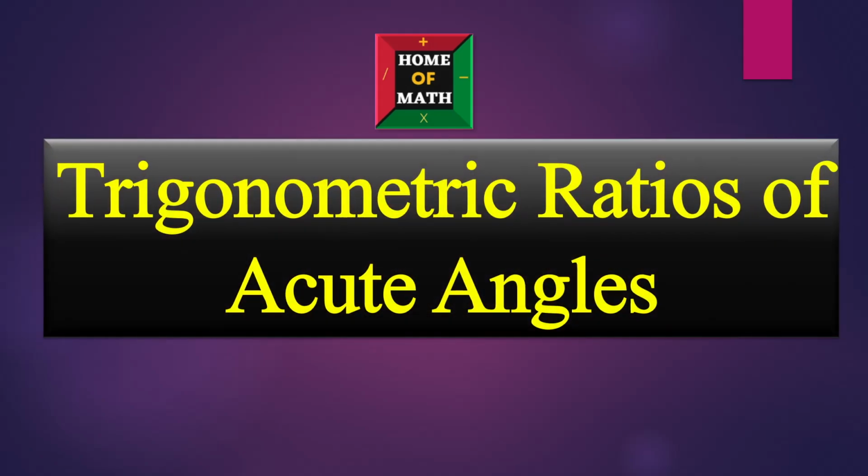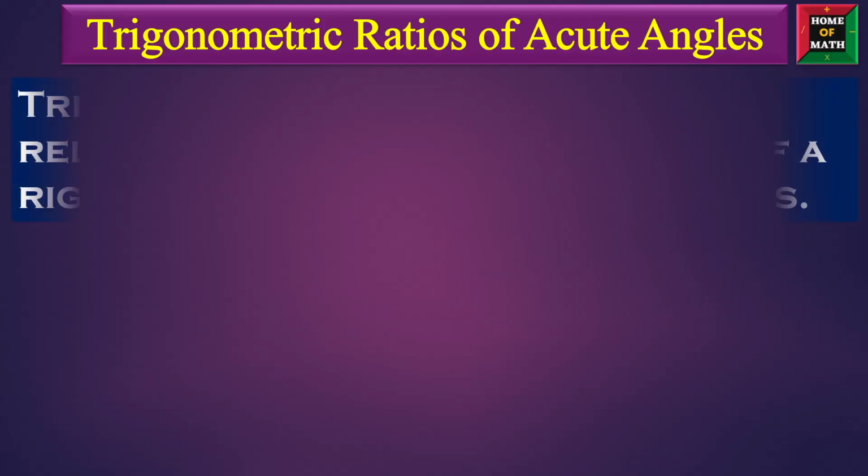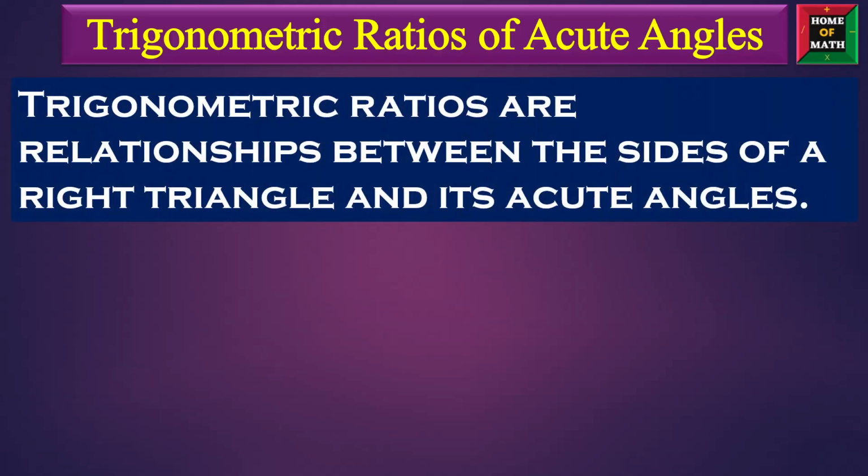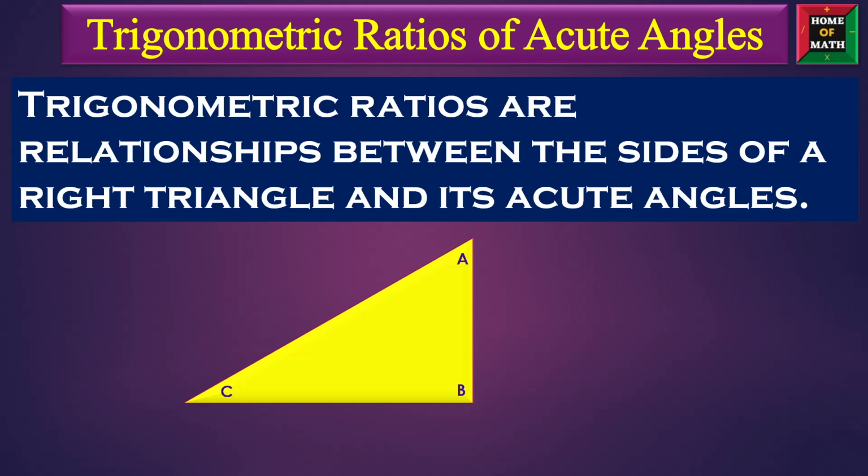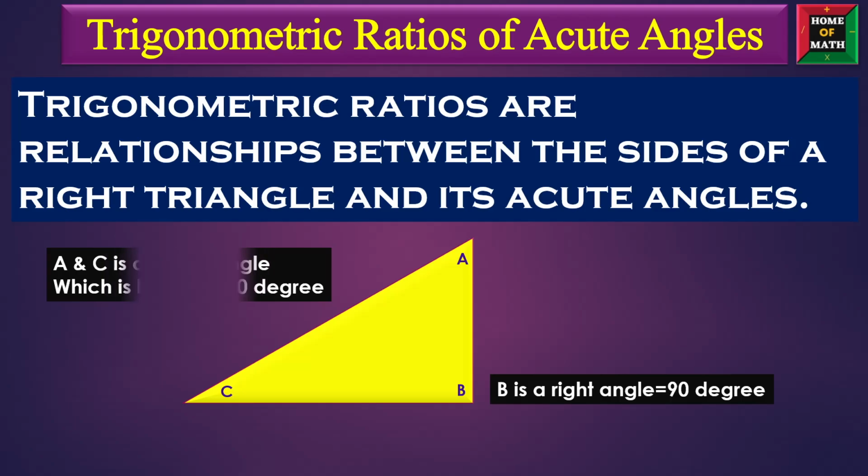Today's topic: trigonometric ratios of acute angles. Trigonometric ratios are relationships between the sides of a right triangle and its acute angles. Look, here is a triangle ABC where B is a right angle. Why? Because B is 90 degrees. And A and C are acute angles because their degrees are less than 90 degrees.